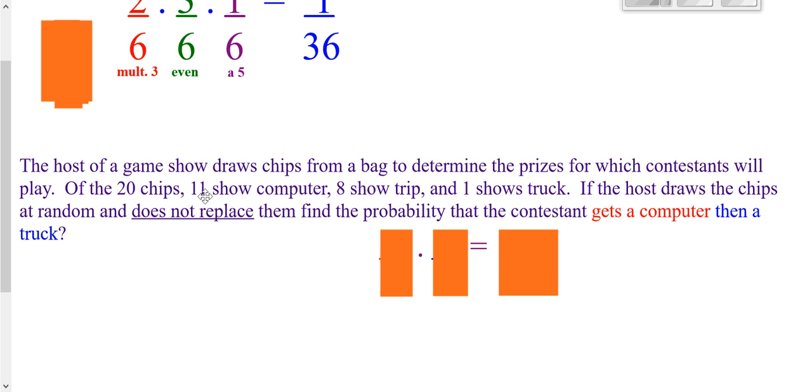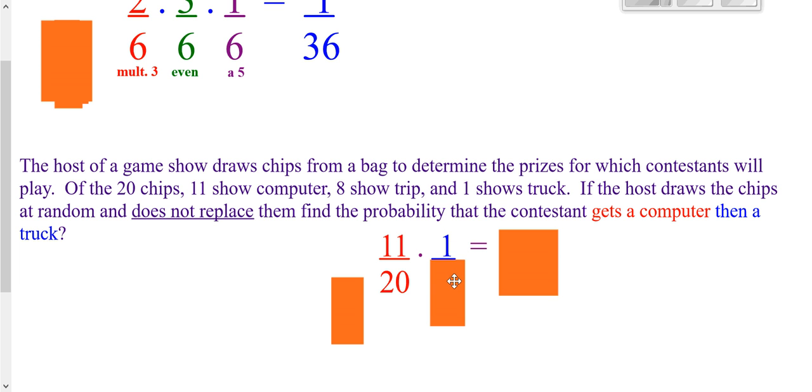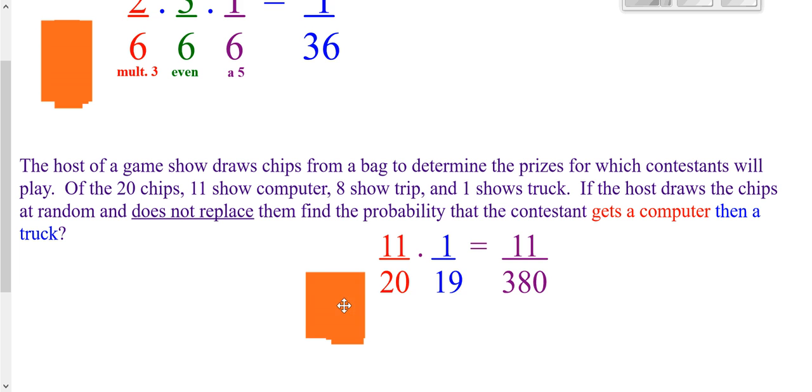Well, computers, we have 11 computers out of 20 chips. Or you could add your 11, your 1, and your 8 together to get your 20 also if you weren't told that there was a total of 20. Now, 1 chip has been drawn. We now want to get a truck. Well, how many trucks are still left? Well, there's only 1 because we picked a computer to begin with. But because we pulled out 1 chip already, there's only 19 chips left. So then we could multiply that together.